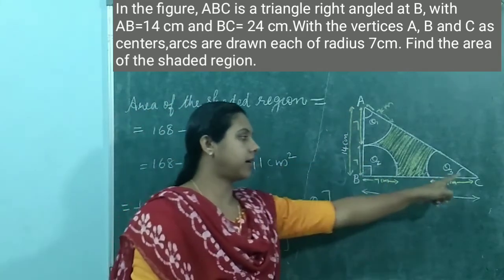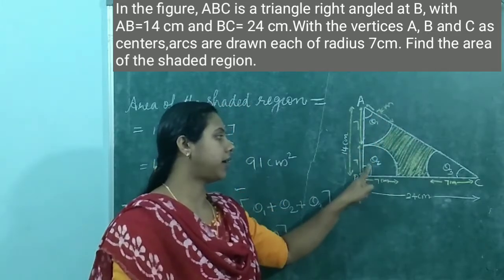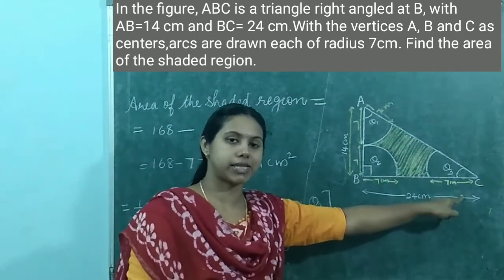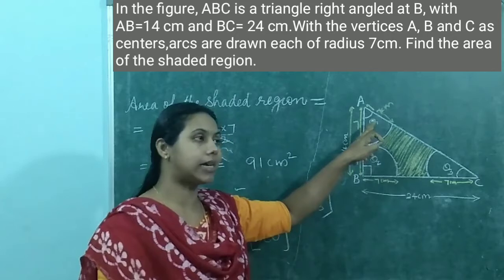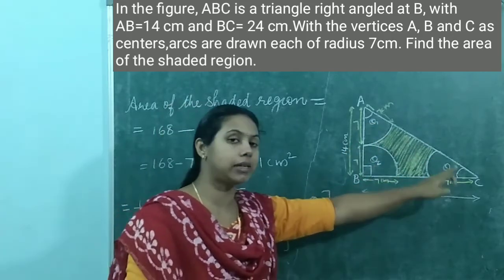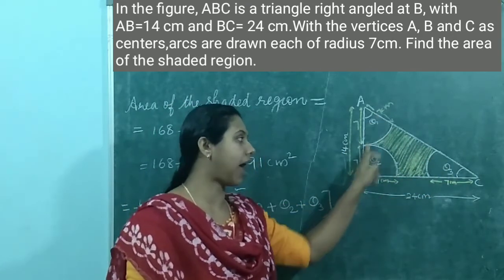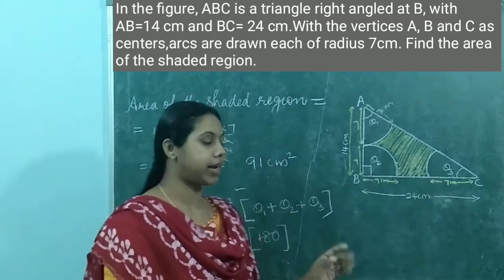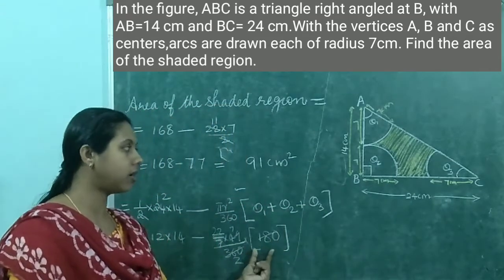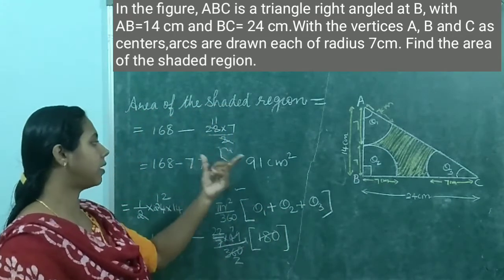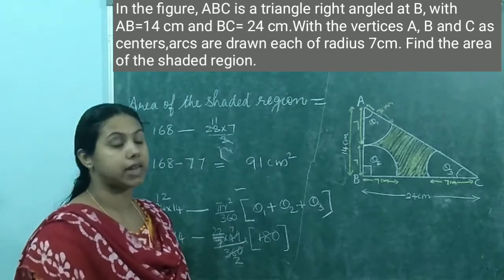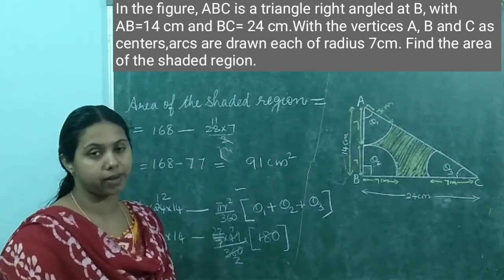Area of triangle minus area of 3 sectors. We don't know the center angles, so we mark them as theta 1, theta 2 and theta 3. Sum of the 3 angles of a triangle is 180 degree, that we substitute here. Then when you solve this, we get the answer 91 centimeter square.